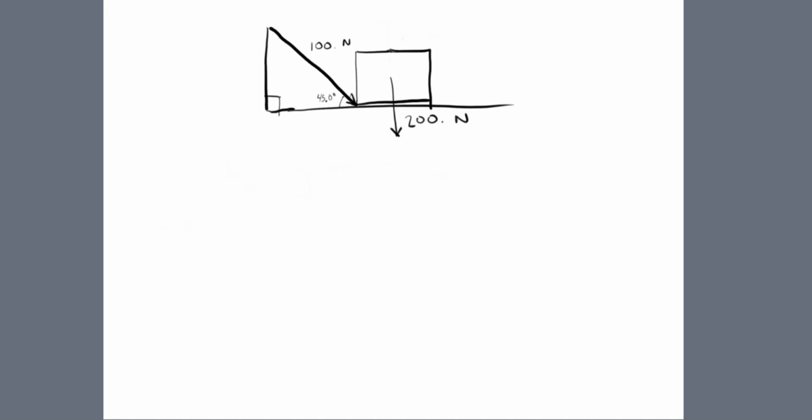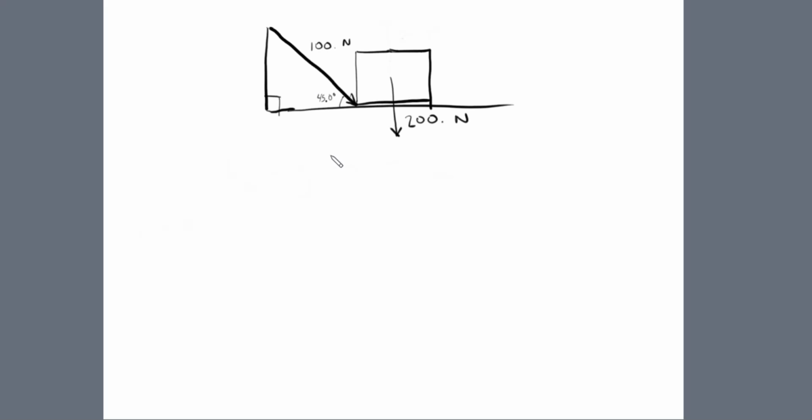You can see here I've drawn out the free body diagram, given the knowledge that we have so far. We know the weight of the object, which is 200 newtons, and that is being exerted downwards. We have the angular force that is applied, the 100 newtons, at 45 degrees. And we have this right triangle drawn out because we're going to be using some trigonometry to find this force here.